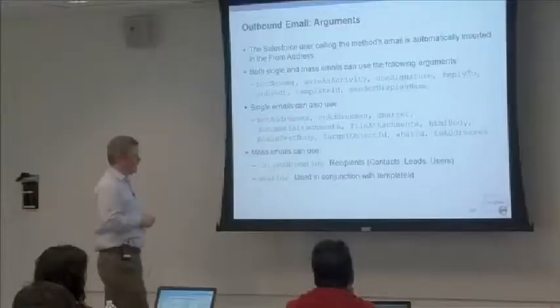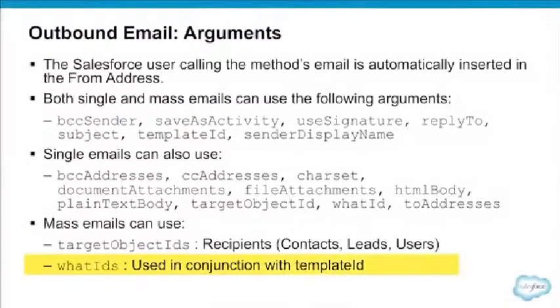Contacts and leads count as external emails. There's also the what ID. Notice, by the way, on the single, this is singular, and then on the mass, this is plural. The what ID is a reference to, let's say I have a custom invoice object, and my email template is going to take the data from that invoice record and do a mail merge. So it's going to populate whatever fields I'm referencing within that email template. That's exactly what the what ID is for.